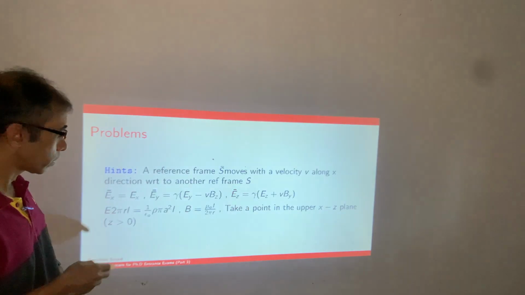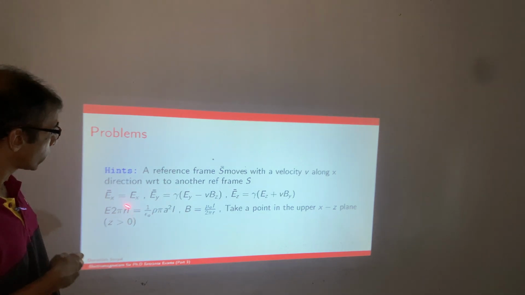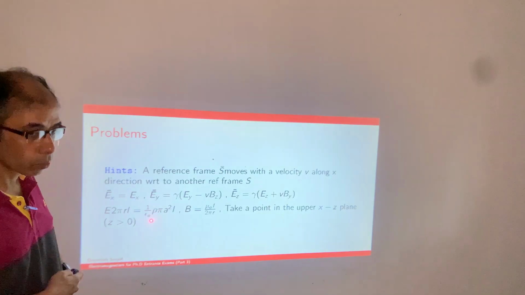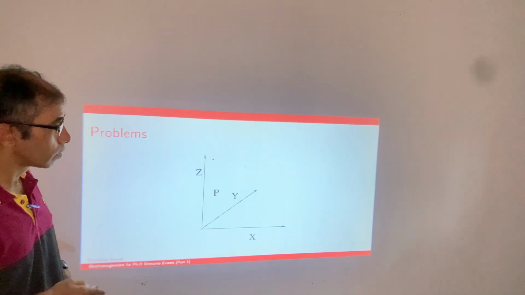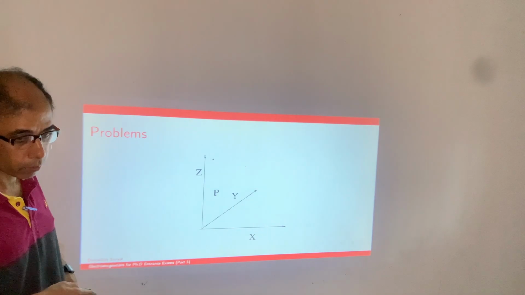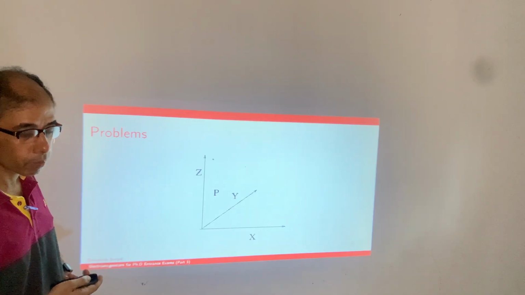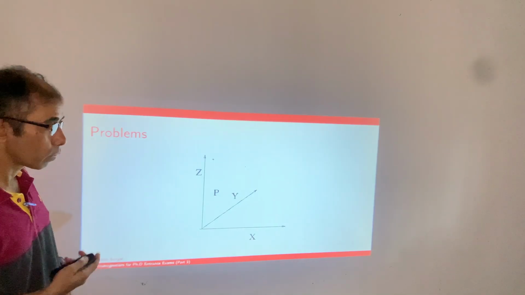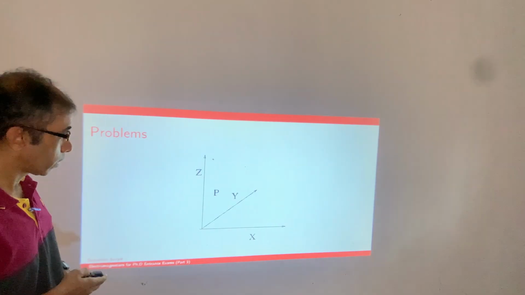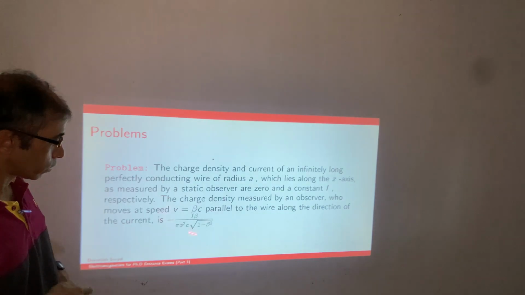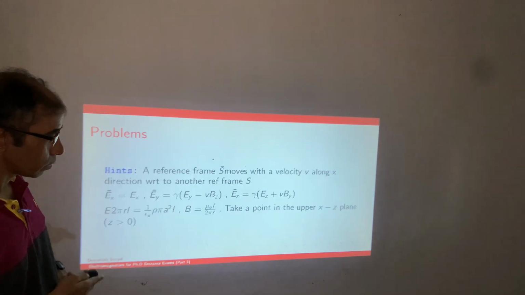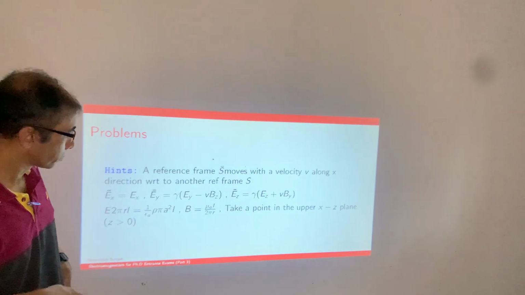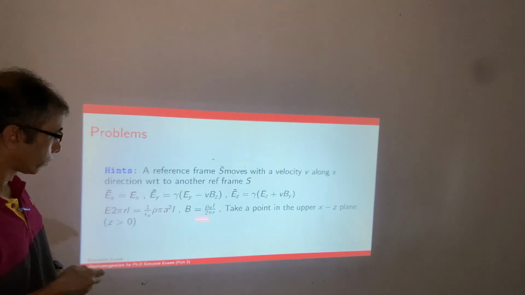And once I find this, I just substitute it here, and then I can find out what rho is in the moving reference frame. So in the static reference frame, rho is 0, but in the moving reference frame, rho will not be 0. It will be a non-zero quantity, and we have to find this non-zero quantity. So you can do it. Just use this expression, and then this.